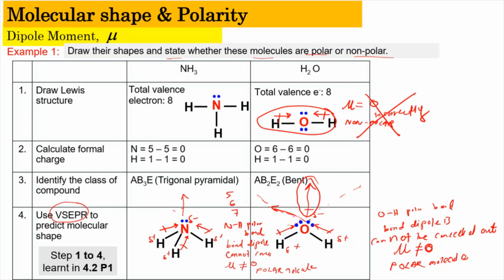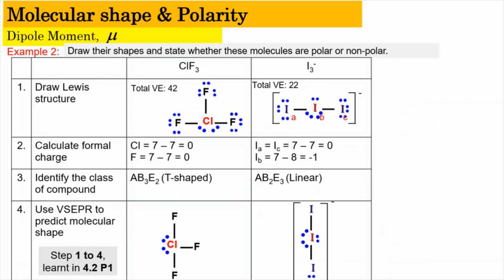So you need to ensure that your step number 4, which is to get the correct shape according to VSEPR, is correct. Then only you can determine whether it is polar or non-polar. Alright, so I hope that you can see the clear picture here. Now we're going to move on to the next example, which is the ClF₃ as well as the I₃⁻.